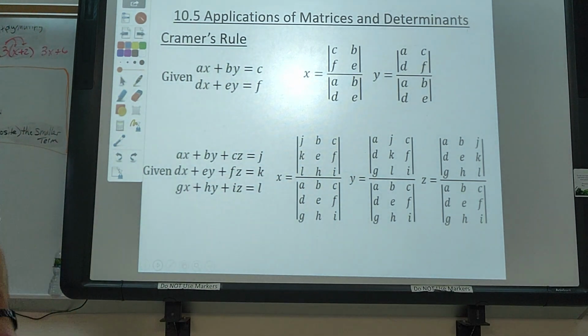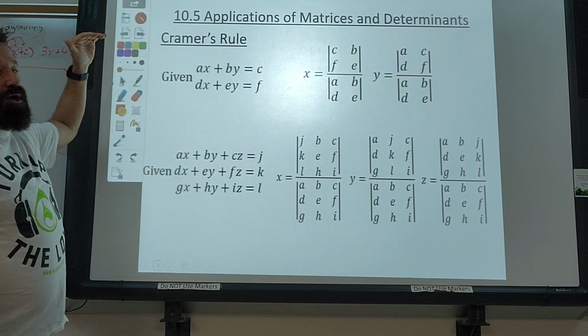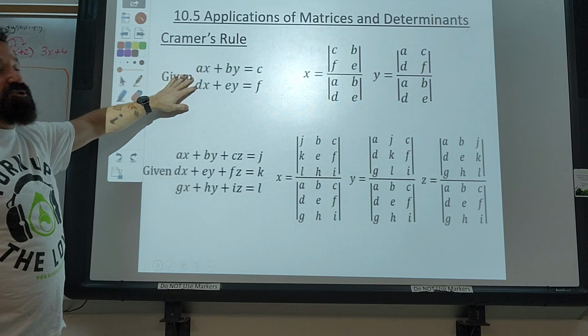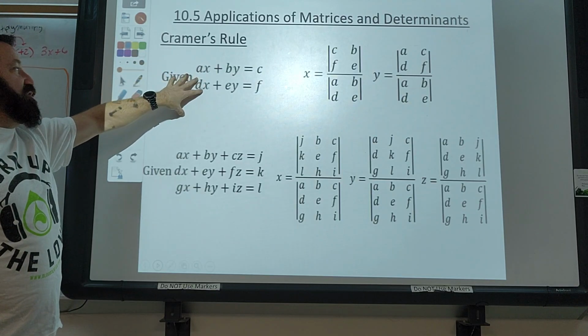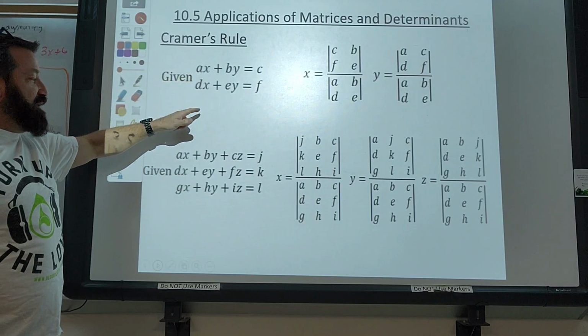So this is a continuation of 10.5, applications of matrices and determinants. So we're looking at Cramer's rule. We just got done looking at an example of Cramer's rule with two equations, two variables, which, as I talked about, is not something I would do anyway because I would just use substitution or elimination on this.